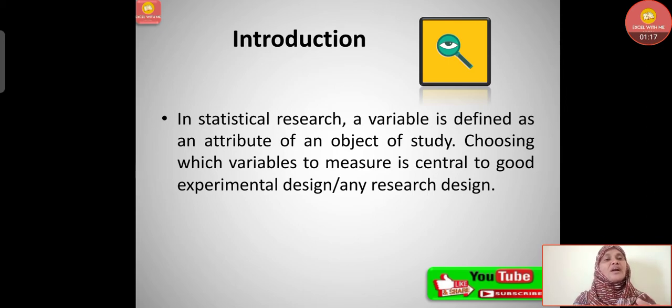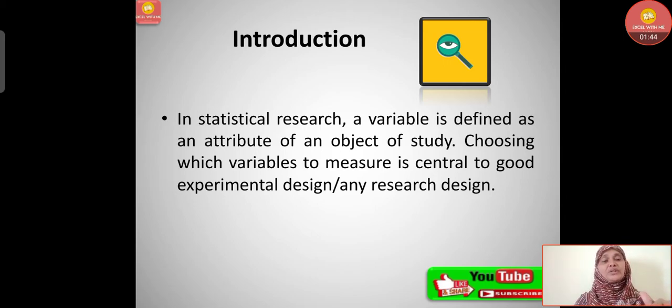Now we have to understand what a variable is. It's an attribute, whatever. Maybe academic achievement is one of the variables. So you are taking some attributes to make your study easy and to understand it properly to do the further research. Choosing which variables to measure is central to good experimental design or any research design.